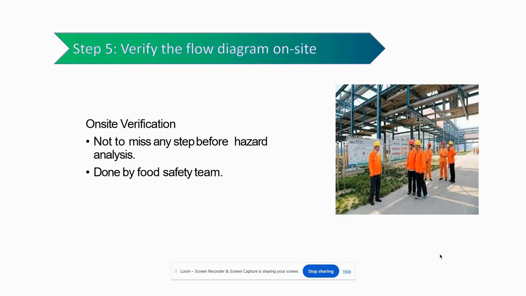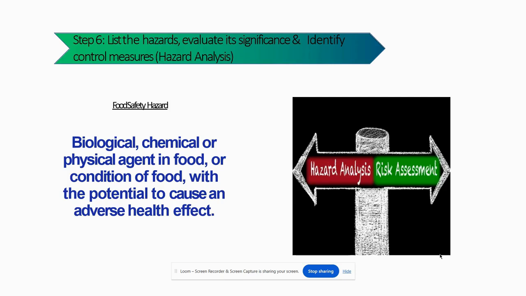Then comes the sixth step. From the sixth step, it is considered as principles. The sixth step is the first principle of HACCP, that is hazard analysis. In order to do hazard analysis, we need to list the hazards, we need to evaluate their significance, and we also need to identify the control measures. Before going into detail, we need to know what all the different types of hazards are.